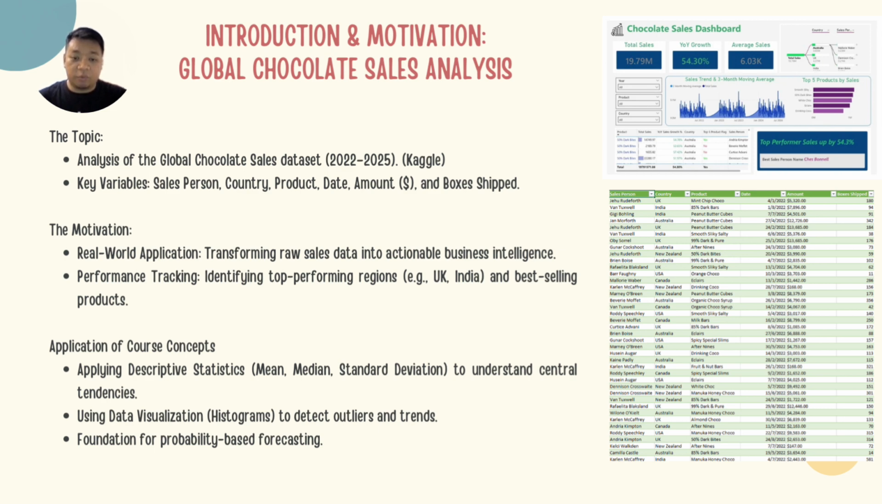First, real-world application. We want to see how raw sales data can be transformed into actionable business intelligence. Second, performance tracking. By analyzing the data, we can identify which regions, like the UK or India, are performing best, and which products are the top sellers. To achieve this, we apply core concepts from our courses, such as mean, median, and standard deviation. To understand central tendency, we also utilize data visualization like histograms to detect trends, providing a solid foundation for probability-based forecasting.